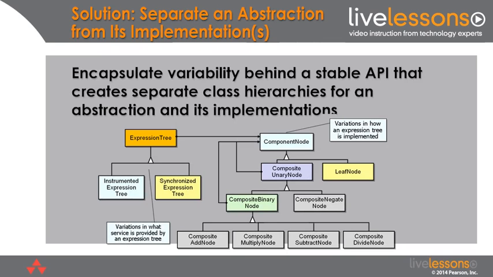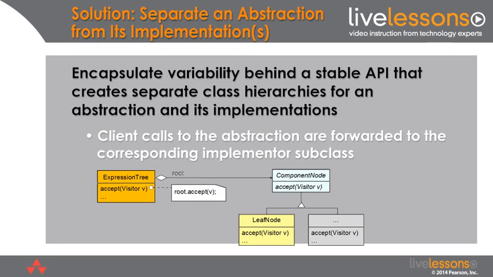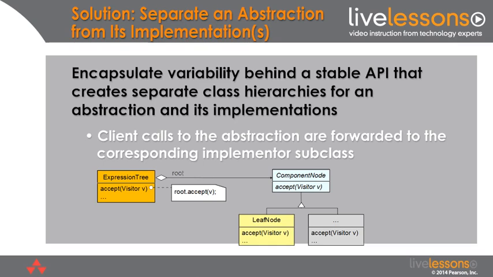To do this, we're going to have the client call an abstraction that internally forwards that call to the corresponding implementer subclass that's been designated for that particular configuration. So for every call to a method in the abstraction, which in our case will be called expression tree, it will forward it to the appropriate implementation that's part of our composite hierarchy. For example, if someone calls the accept method on the expression tree, that will turn around and forward to the appropriate accept method that's part of the designated composite implementation.